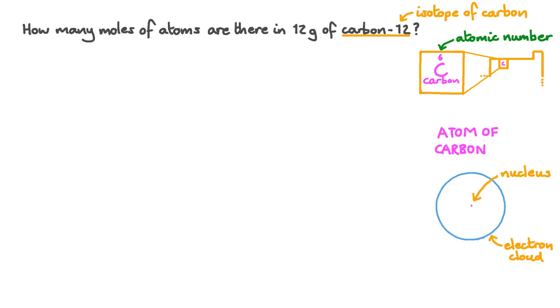We can use this information to tell us a little bit more about what an atom of carbon looks like. As with all atoms, we have a nucleus surrounded by an electron cloud. The atomic number tells us the number of protons in atoms of carbon, so in this nucleus we have 6 protons. By definition, an atom is neutral overall, so we need 6 electrons to balance the charge of the 6 protons. However, there's one bit of information we're missing.